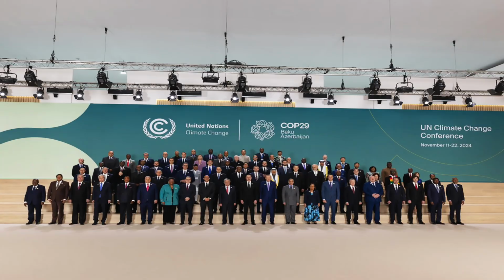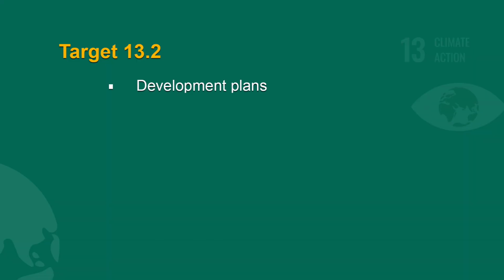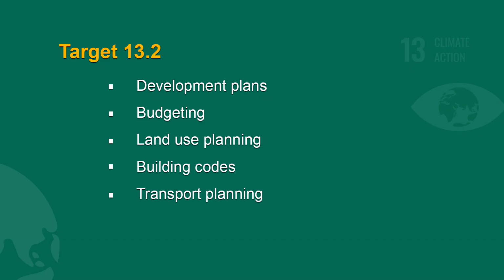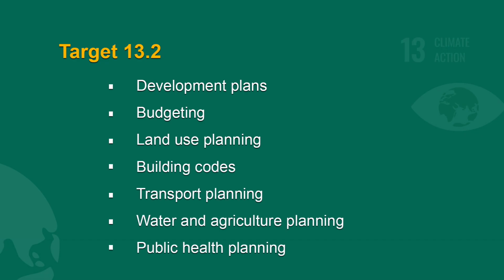Now, let me explain to you target 13.2. Integrate climate change measures into national policies, strategies and planning, as per the United Nations. What is the translation? That means climate should not sit in one ministry file. It should appear in development plans, in budgeting, in land use planning, in building codes, in transport planning, in water and agriculture planning, in public health planning. If climate is integrated, then even normal projects become climate-smart by default.